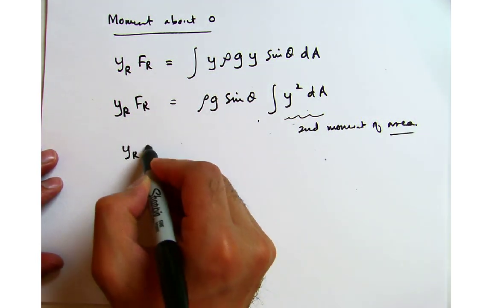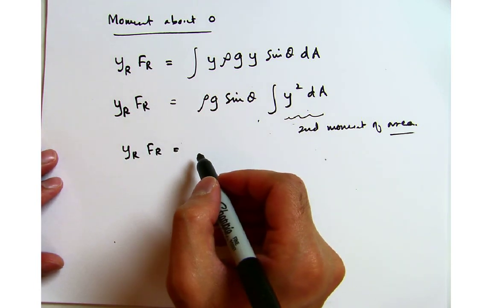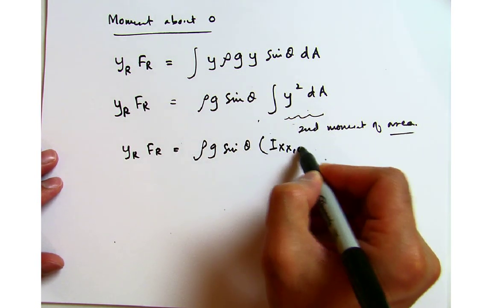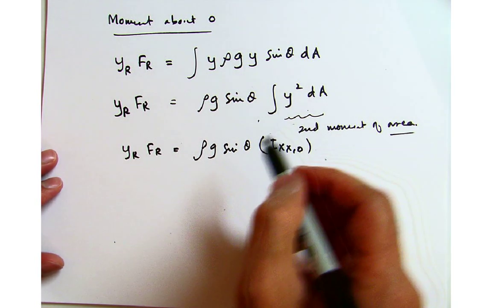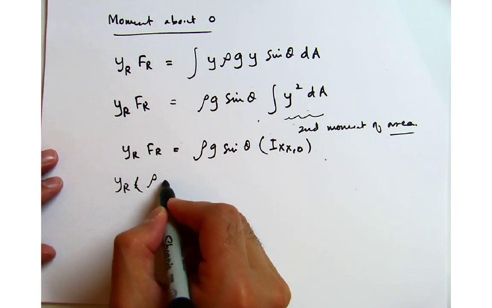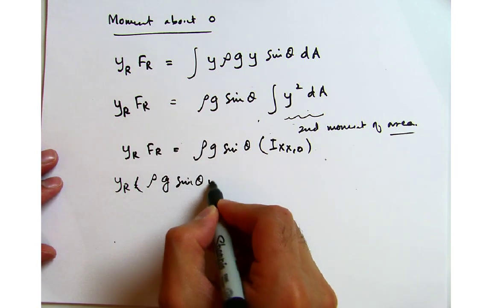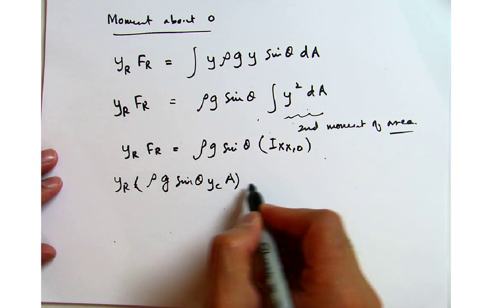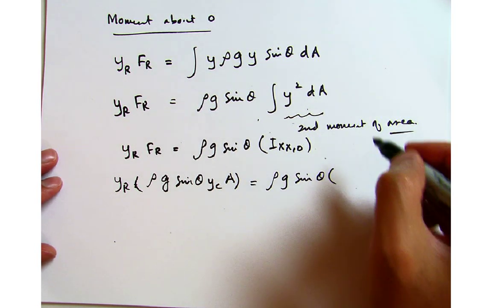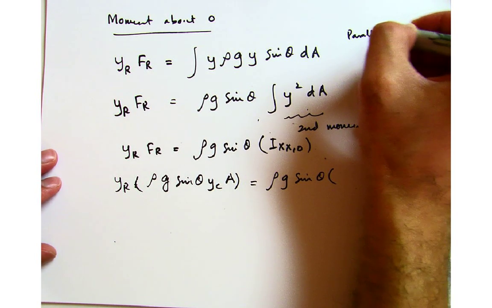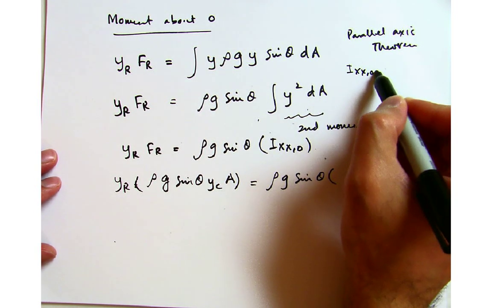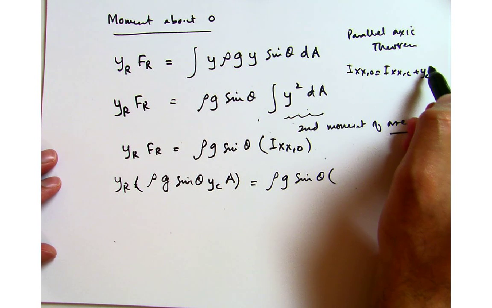So now I have y_R F_R is equal to rho g sine theta, and this quantity over here is I_xx,O, because we are taking the moment about the point O. At the same time, I can write this F_R as y_R times rho g sine theta y_c times A. That is the force, F_R equals rho g sine theta y_c A. I'm going to be using the parallel axis theorem, so I_xx,O is equal to I_xx,c plus y_c squared A.